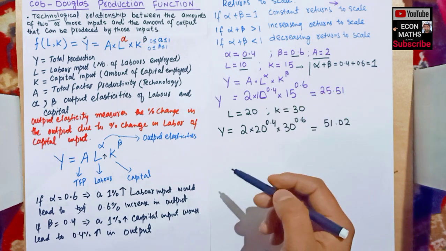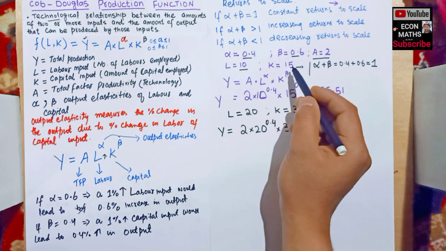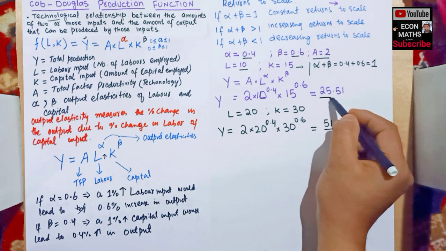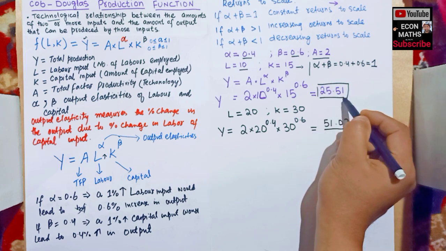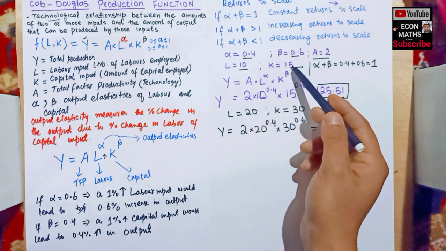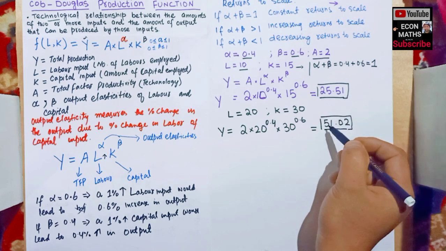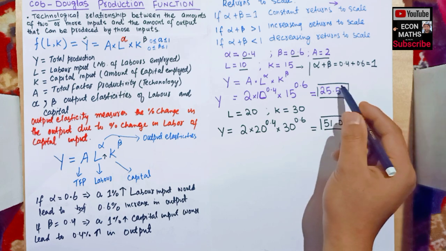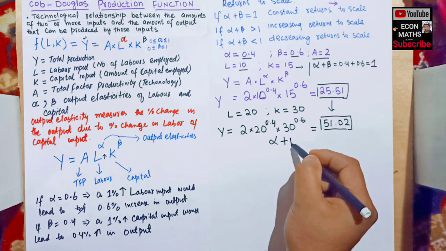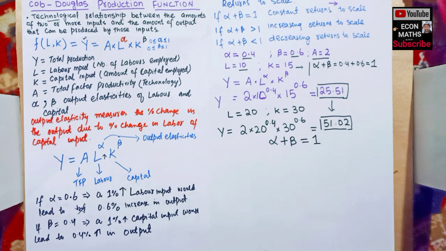That means doubling the input, labor input and capital input, will double the output also. Here the total output was 25. When we doubled the labor input from 10 to 20 and 15 to 30, our output also doubled. Here we can see it was 25.51, here we have 51.02, which is the double of this 25. It is only possible when alpha plus beta is equal to 1.